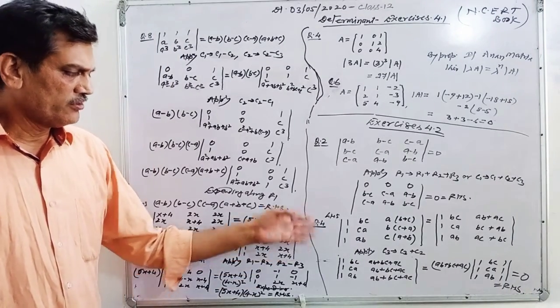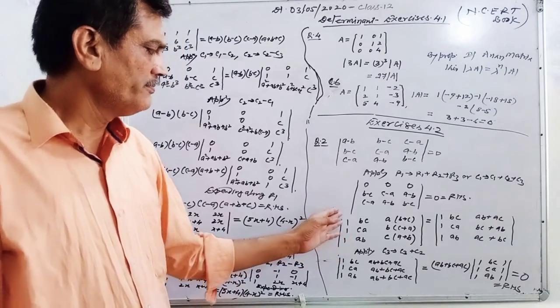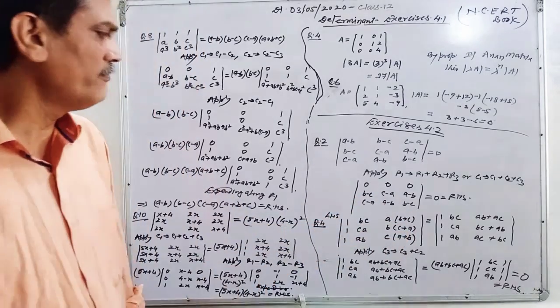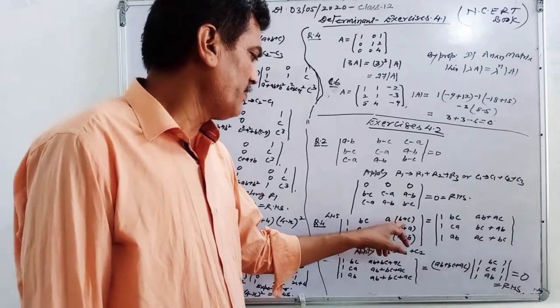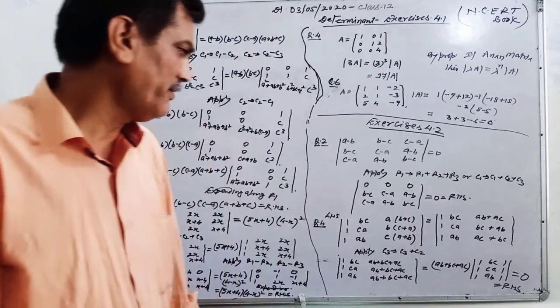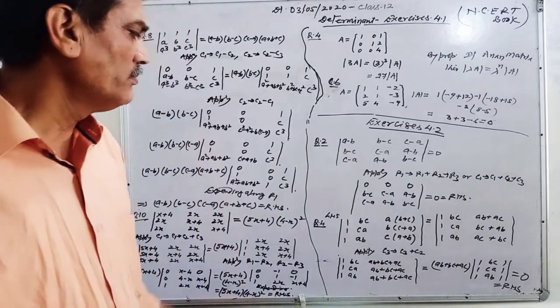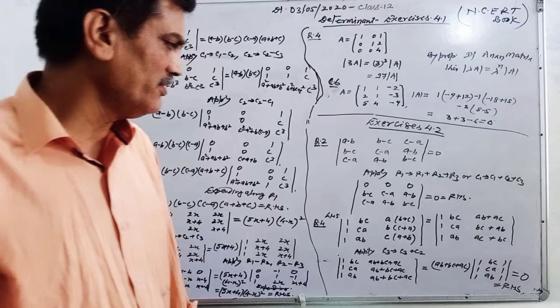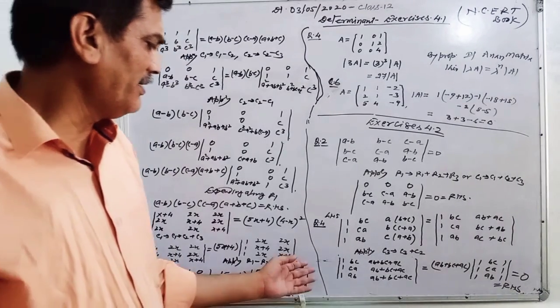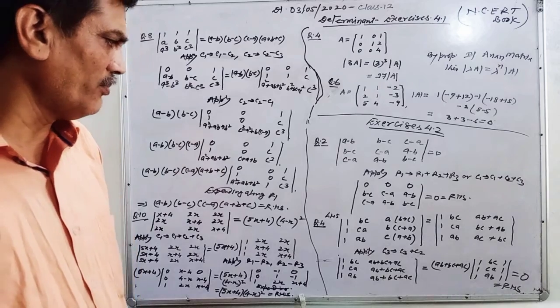Now, the next question. See question number 4. What is it? This is the left side. Now expand it. Simplify the brackets. You will get this result. Here also you have to prove 0, means the value of this determinant is 0. You can make two rows or two columns identical after applying the property.